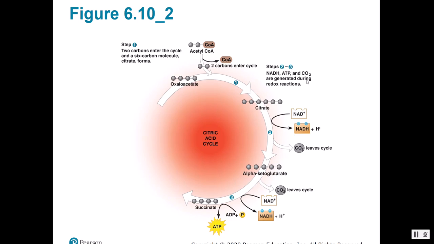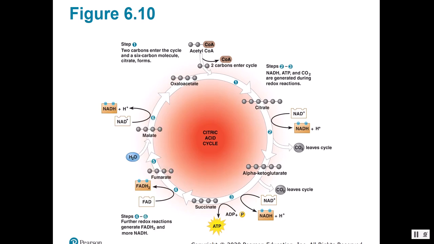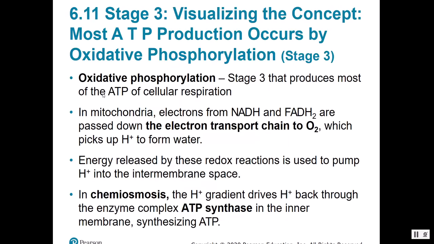They're all generated during the redox reactions, where we're taking on some of those hydrogen electrons. Steps 4 through 6 are further redox reactions, and that's when we end up with our FADH2 and some more NADH. So again, we produce NADH twice during it, over here at the beginning and at the end. ATP comes out, CO2 is produced at the very beginning, and then FADH2 comes out at the end, okay? Now, stage 3 is oxidative phosphorylation, and it says to define it.